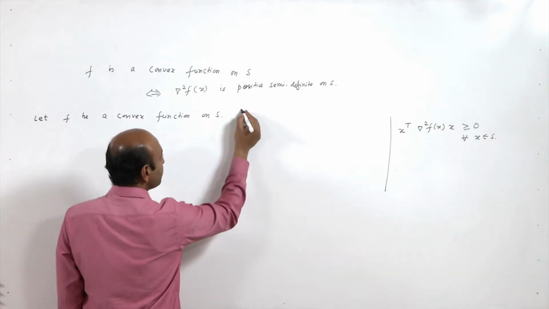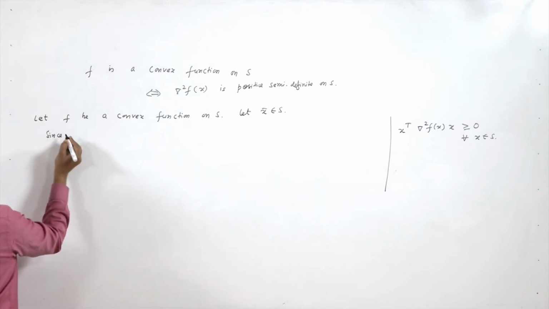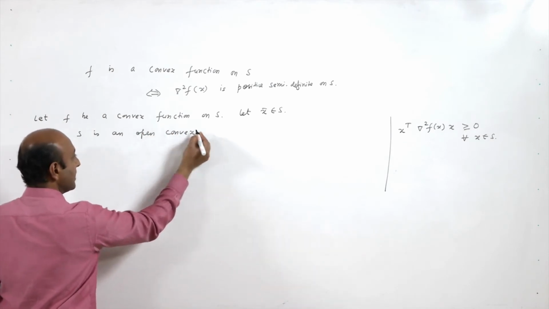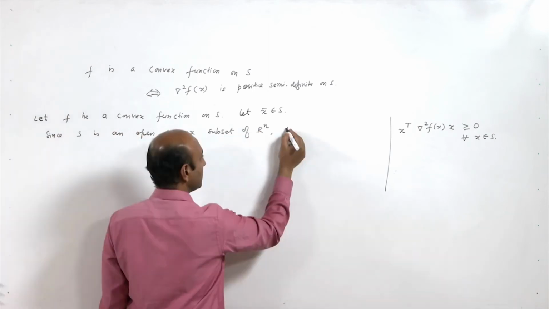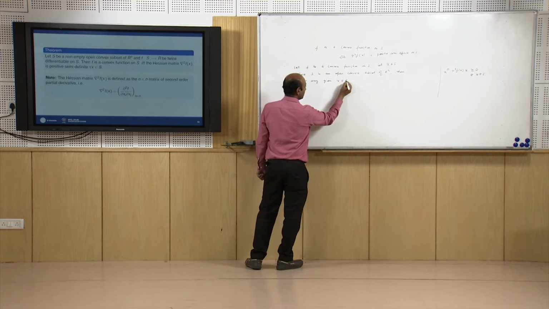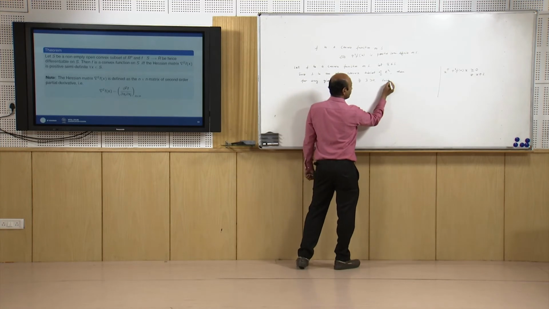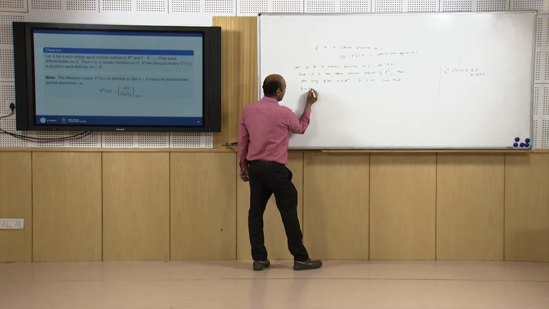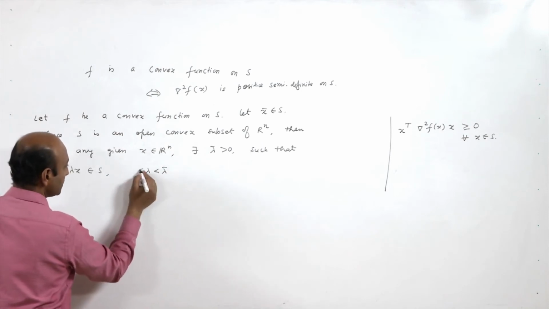So, let x bar belong to S. Now, since S is an open convex subset of Rn, then for any given x in Rn, there exists some lambda bar greater than 0 such that x bar plus lambda x will definitely belong to S for lambda between 0 and lambda bar.